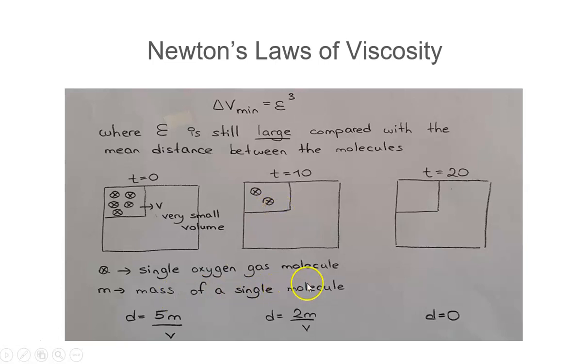Mass of a single molecule is given as m. So what you will notice here is that we have 5 molecules here of oxygen. Okay, so you have 5 molecules divided by V. Here the density will be equal to 2 molecules divided by V, and then here you have 0 molecules divided by V, and that definitely gives us 0. Okay, so as the volume tends to 0, what usually happens is that the density continuously changes and also tends to 0.